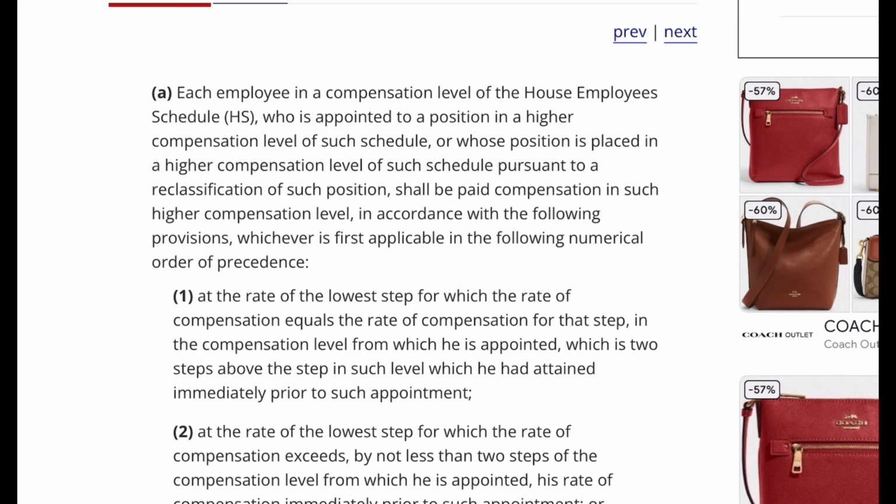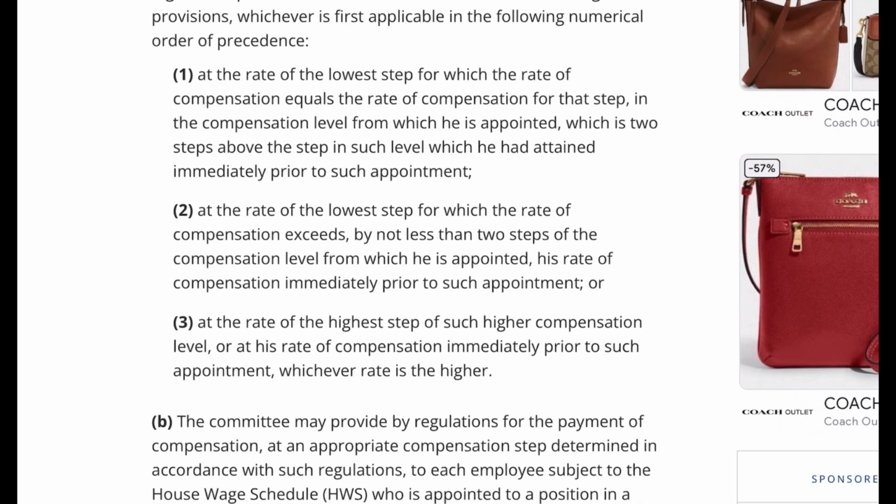Each employee in a compensation level of the House Employees Schedule, HS, who is appointed to a position in a higher compensation level of such schedule, or whose position is placed in a higher compensation level of such schedule pursuant to a reclassification of such position, shall be paid compensation in such higher compensation level, in accordance with the following provisions, whichever is first applicable in the following numerical order of precedence. 1. At the rate of the lowest step for which the rate of compensation equals the rate of compensation for that step in the compensation level from which he is appointed, which is 2 steps above the step in such level which he had attained immediately prior to such appointment.